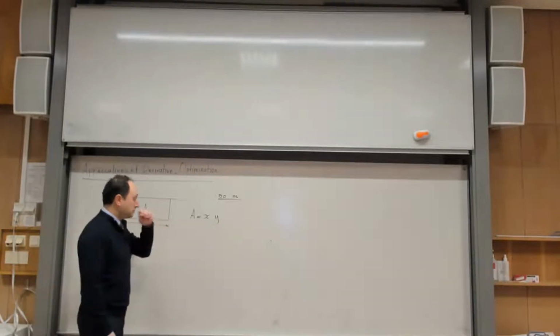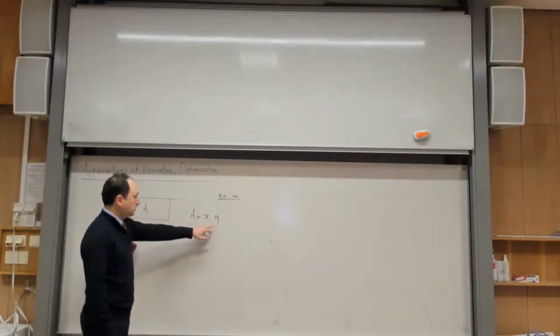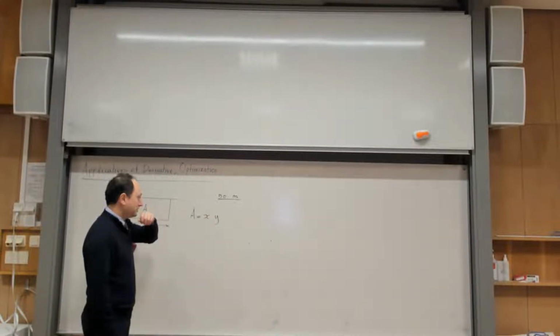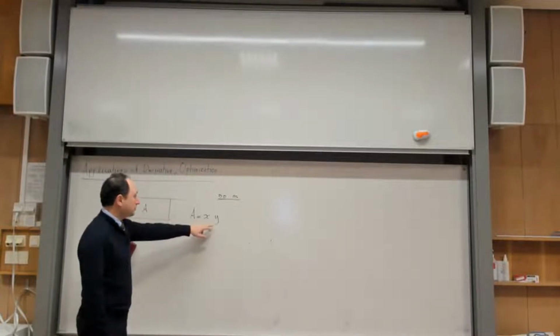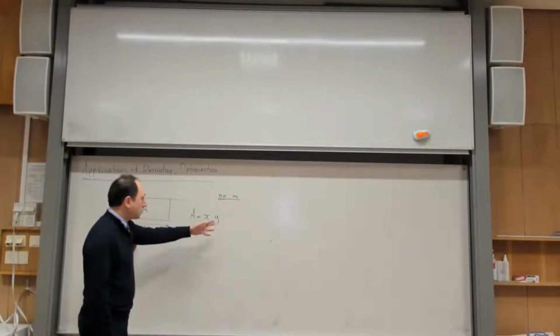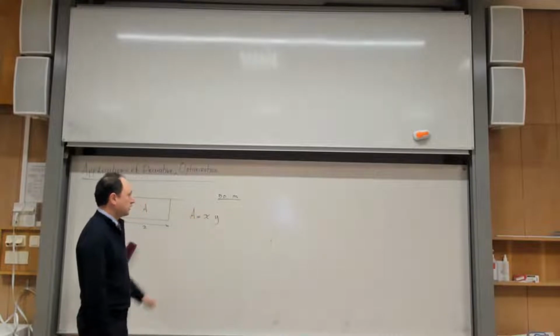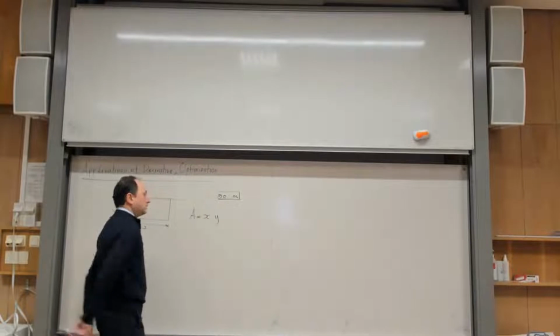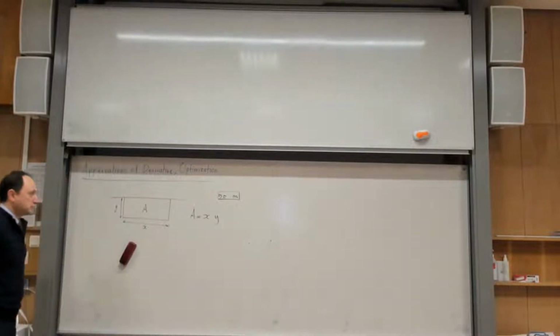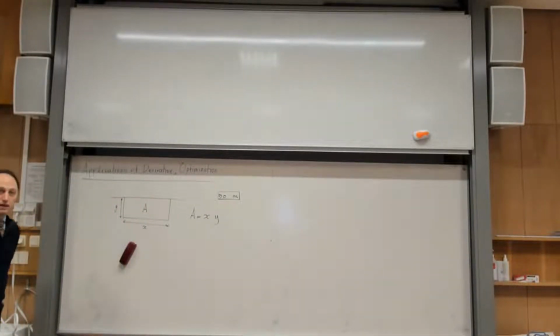So it means that I have to replace y for x or x for y. This is where you can use this extra piece of information. How can I use that?